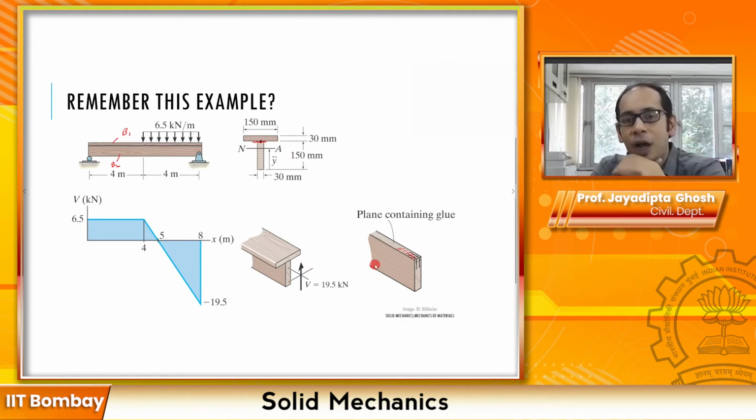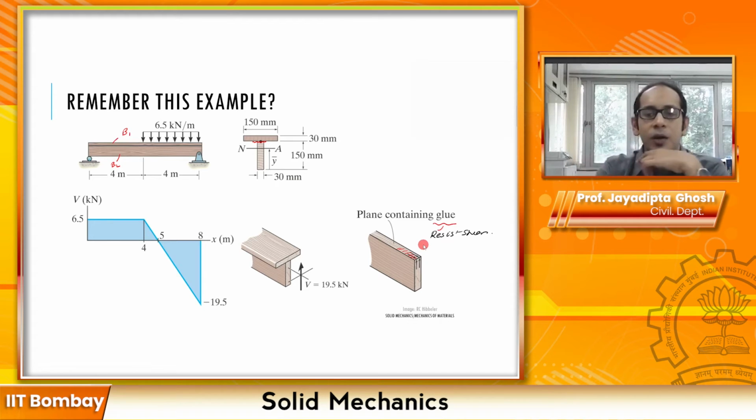Now remember how we solved this problem. We calculated the maximum shear, which was 19.5, and from that, using VQ by IT and so on, we found the tau which is going on over here. Essentially the job of the glue, which is applied along this interface along the entire length, was to resist the longitudinal shear, which is complementary to the vertical shear over here. This tau and this tau, remember, were complementary shear. So the job of the glue was to essentially resist shear.